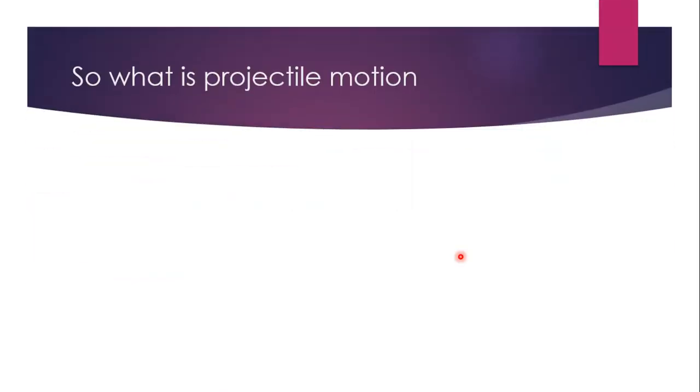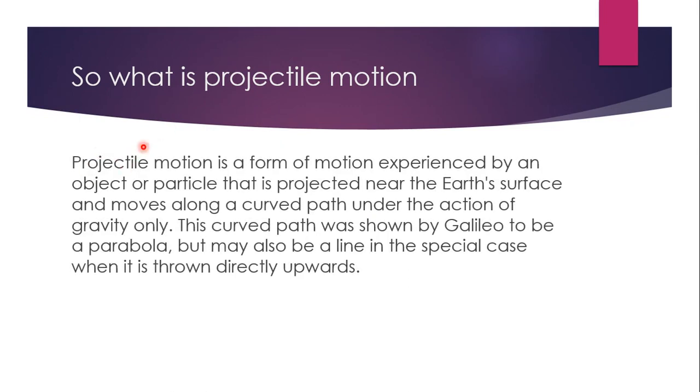Alright, let's get started. So, what is projectile motion? This is a brief summary for it. Projectile motion is a form of motion experienced by an object or particle that is projected near the Earth's surface and moves along a curved path under the action of gravity only. This curved path was shown by Galileo to be a parabola, but may also be a line in the special case when it is thrown directly upwards.